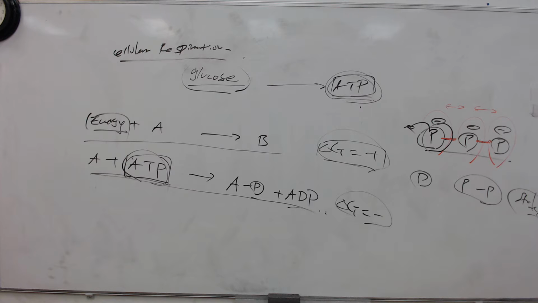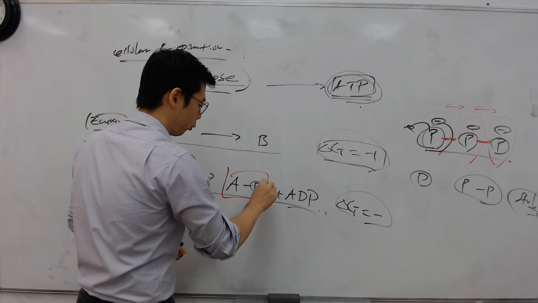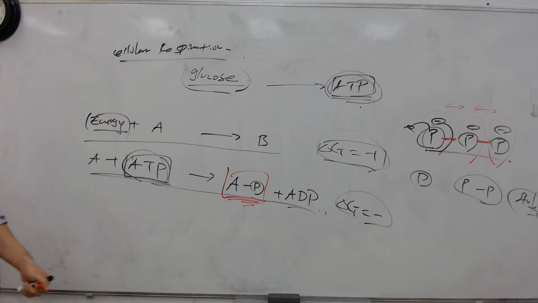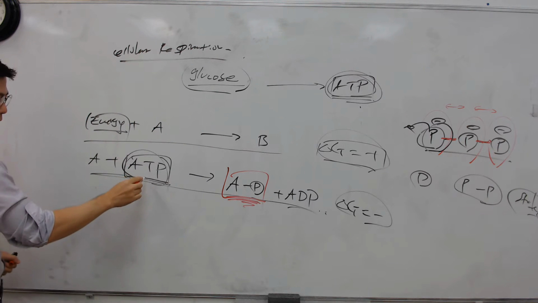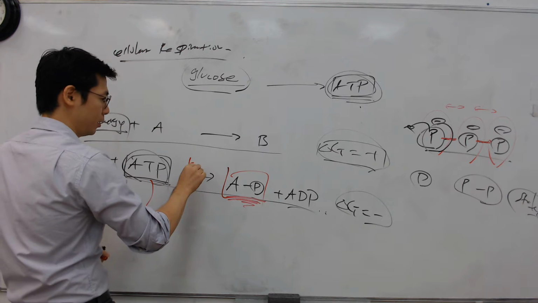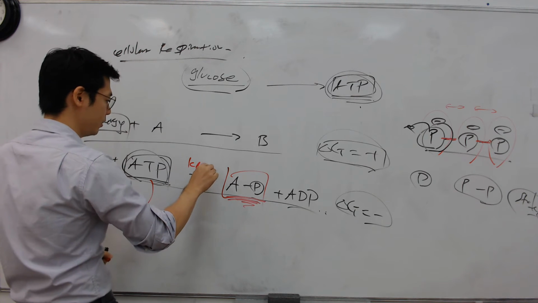Keep in mind, one of the things we also talked about is that when something gets phosphorylated, the phosphate group was here, but now it's put on this other molecule. There's an enzyme that does that, and you have to know this one. It's an enzyme called kinase.